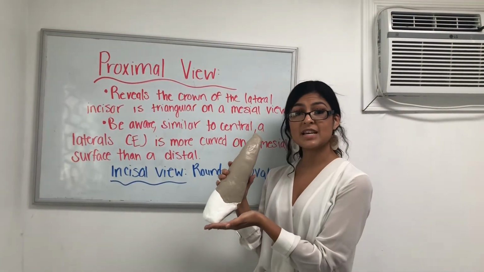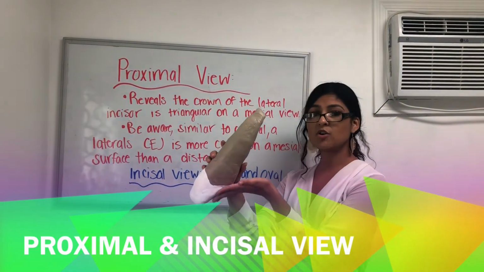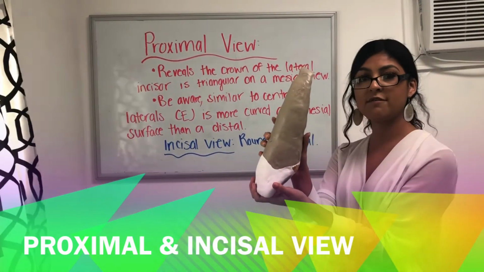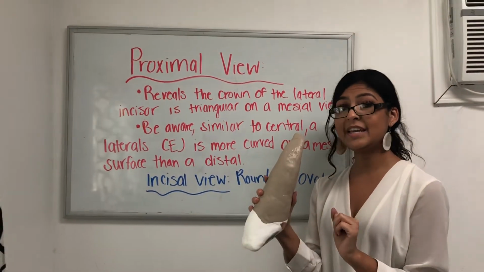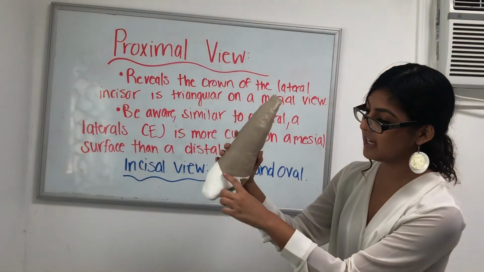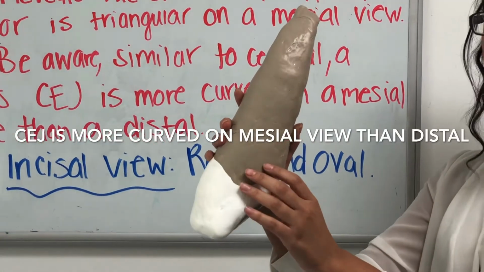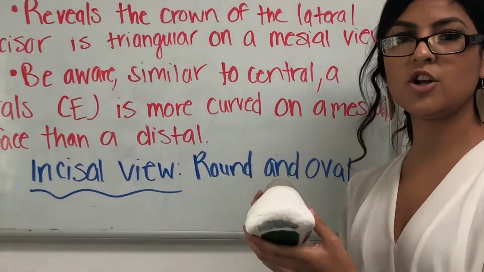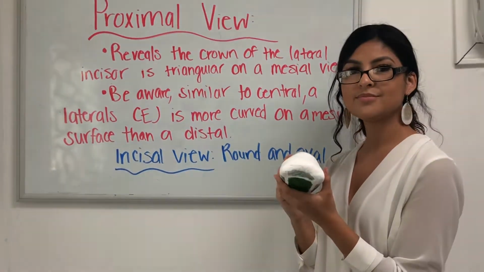Alright, so now I'm going to be discussing the proximal view of the tooth and the incisal view on the same slide. This reveals the crown of the lateral incisor is triangular on the mesial surface. Right here, what I'm displaying for you on the tooth is the mesial surface. Also be very aware that, similar again to the central incisor, the mesial side has a CEJ, and the CEJ is located in this area right here, and it's more curved on the mesial surface than on the distal, which is this side. And for the incisal view, all you need to know is that it is a round and oval shape.